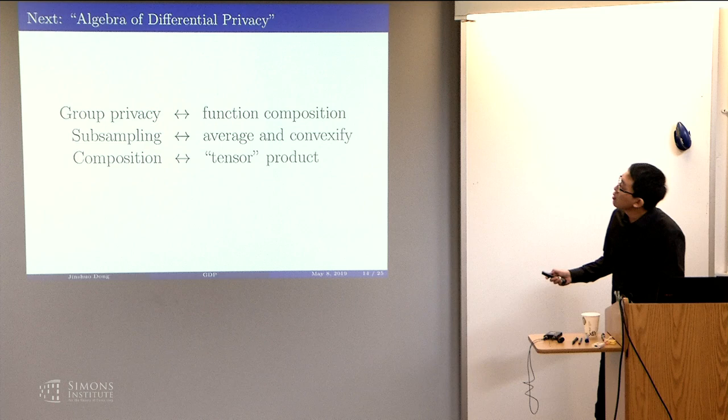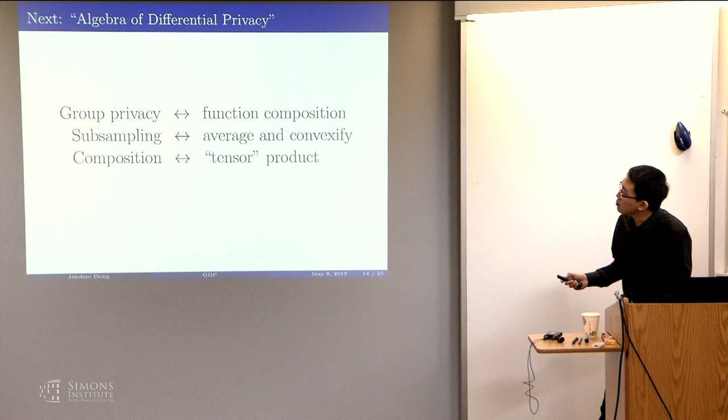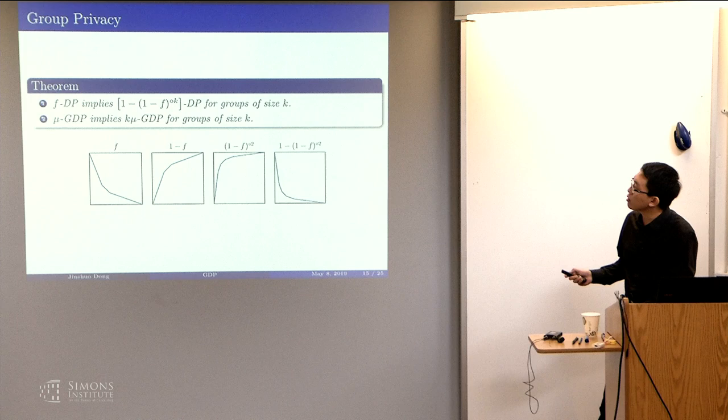So the next part is that this kind of f-DP has, I call it algebra of differential privacy, because all of these important theorems correspond to algebraic properties of the function. Behind schedule, so let me just skip this group privacy. I just want to point out that it corresponds to function composition. So let me move to something that's more important.